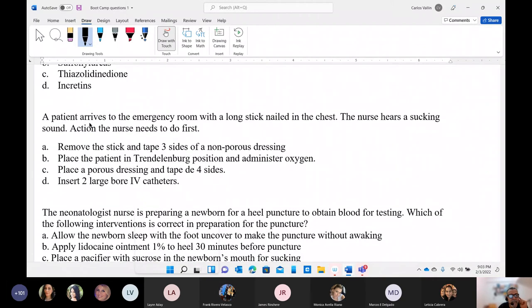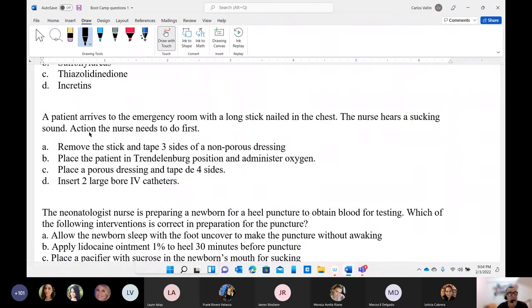A patient arrived to the ER with a long stick, impaled by a long stick in the chest. A comment, I had this experience in the ER many, many years ago. A boy was climbing a tree and fell, and one branch impaled the chest of the boy. The nurse hears a sucking sound. Obviously, this sucking sound is each time the patient breathes.